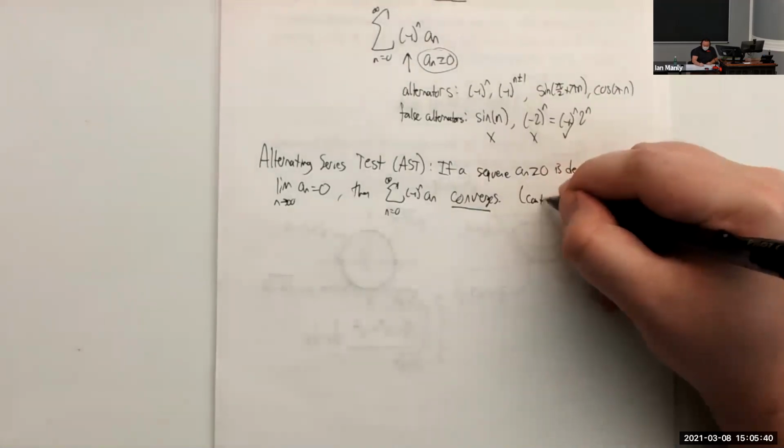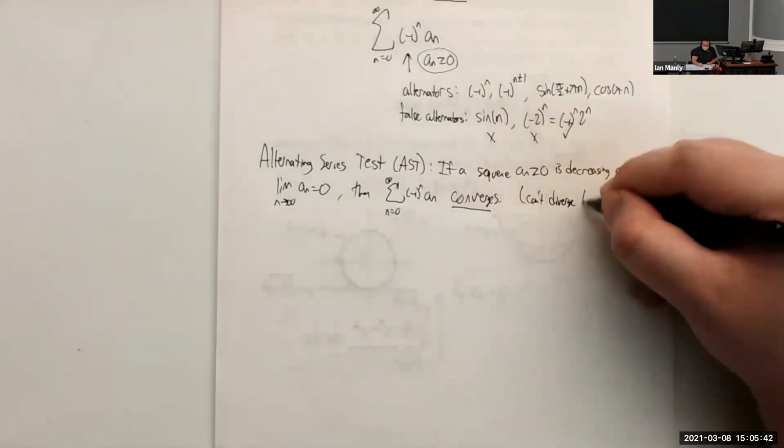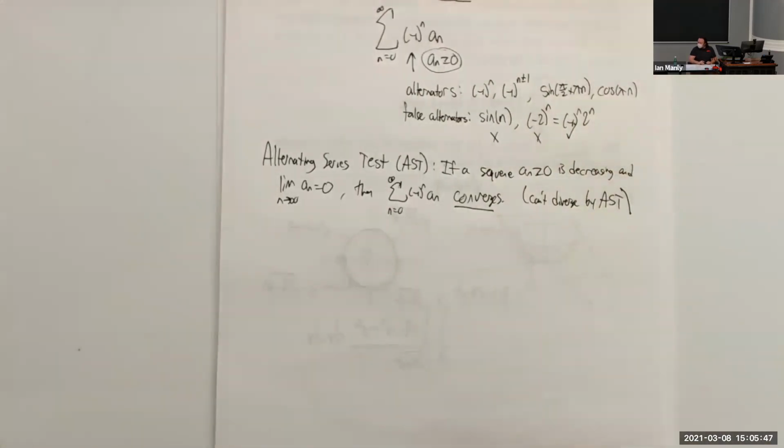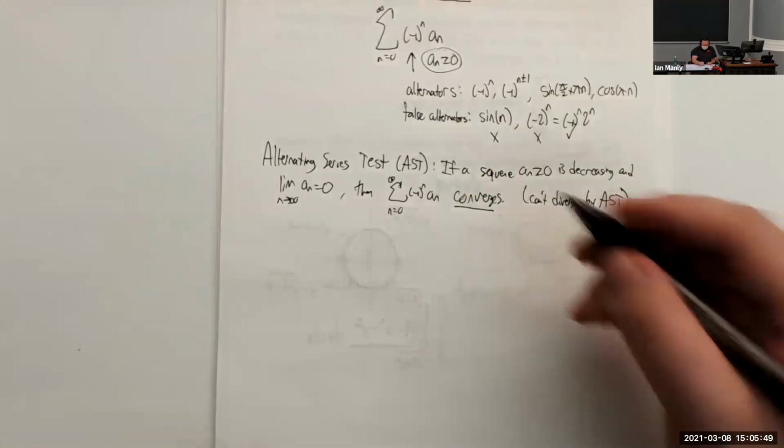So it can't diverge by the AST here. Does that say sequence or series before a sub n? Oh, this should be sequence.